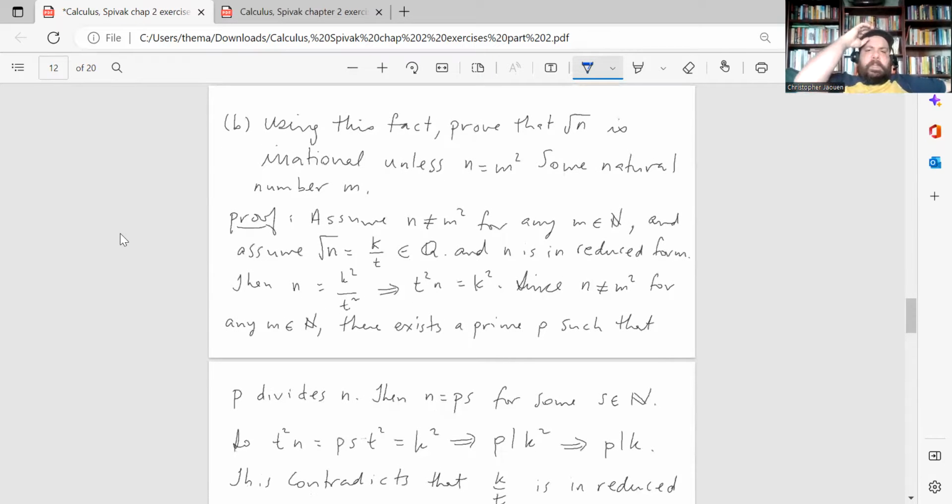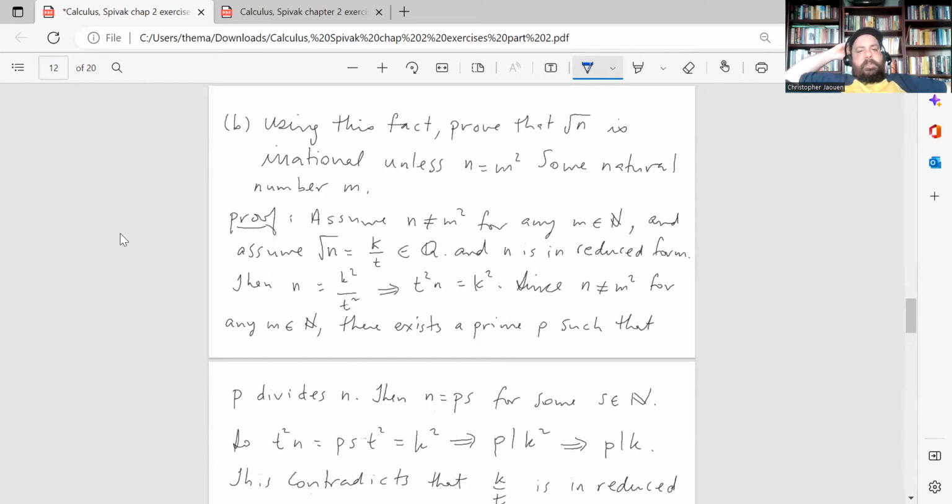Okay, part B says, using this fact, prove that the square root of n is irrational unless n is a square, so n equals m squared for some natural number m. And this proof is very similar to the proof that we did in the book about showing that the square root of 2 is irrational. We're just doing this in general now in this case.